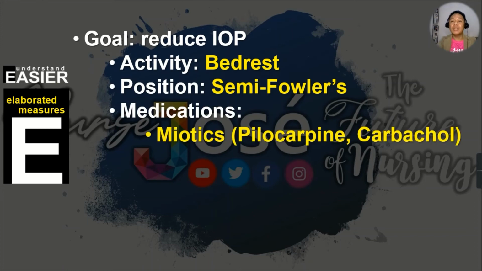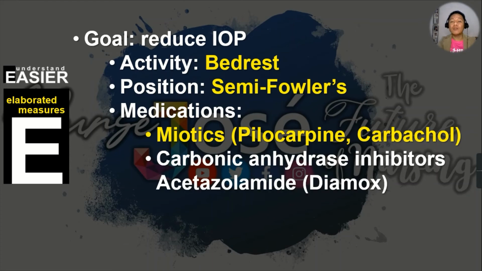And of course, for medications, this patient is actually going to be given miotics. As I mentioned earlier, miotics include pilocarpine or carbachol, and these are very important because they constrict the pupil. We mentioned in our assessment that the patient has a dilated pupil, so this patient is given these miotics to constrict the pupil. And then of course, this patient will also be given a carbonic anhydrase inhibitor, which is acetazolamide or Diamox.